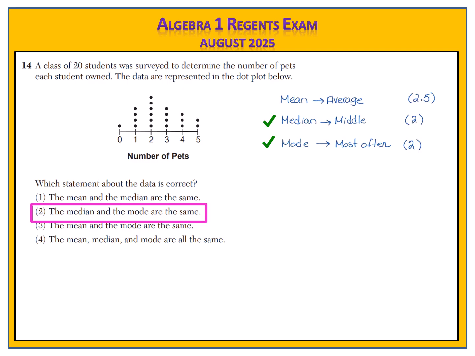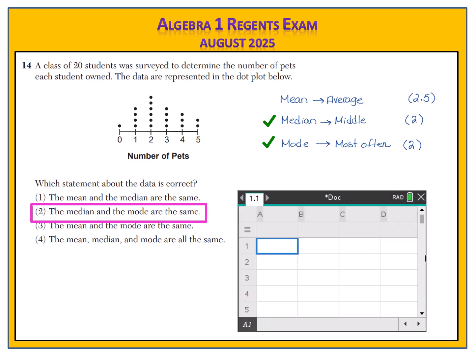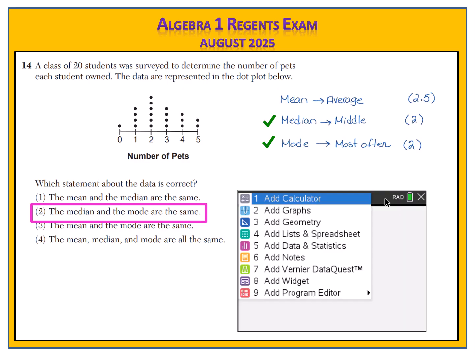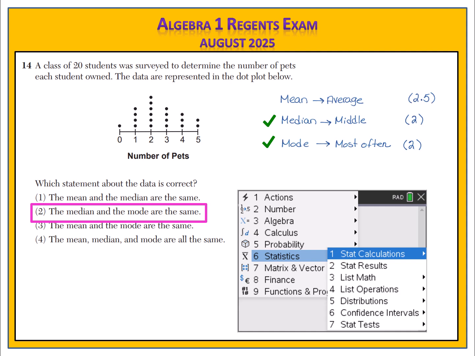If you don't want to calculate these values by hand, you can always use your graphing calculator. You can start a new document, add a list in spreadsheet, go up to box A and name the column X, and then carefully type all of the numbers in. Now, add a new page with Control plus page or Control I to insert a new page. Add a calculator. Menu, Statistics, Stat Calculations.